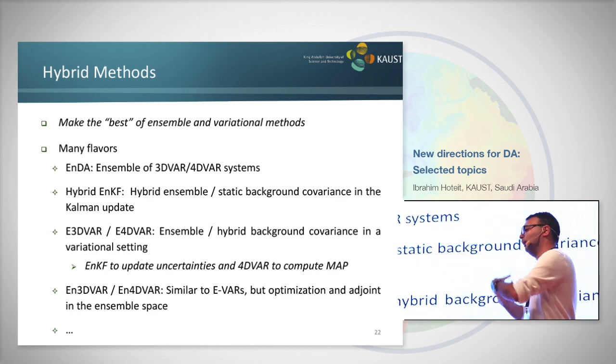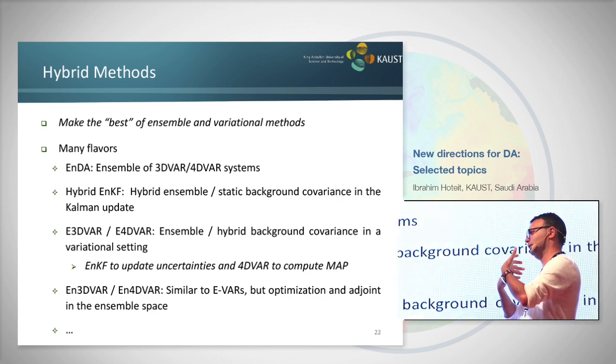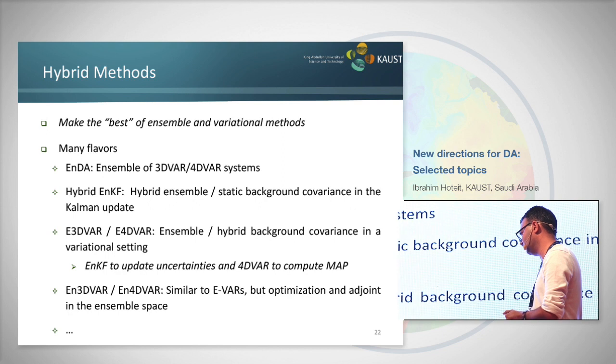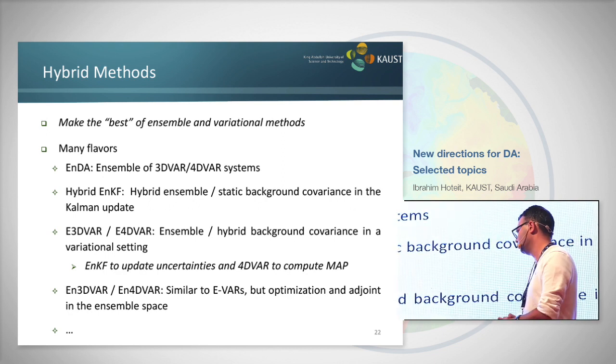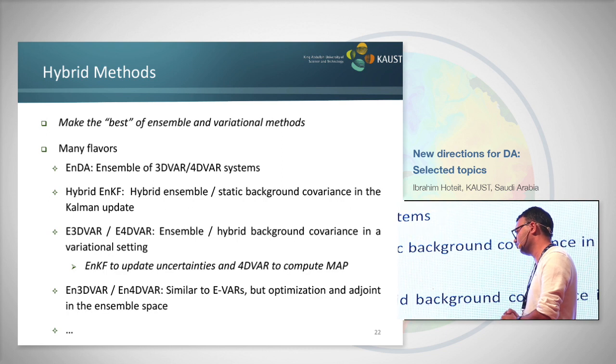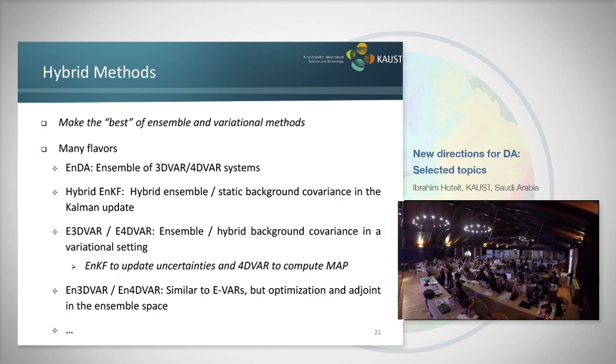So the EnKF will update the uncertainties. This is one of its advantages. And 4D-Var can do the smoothing with an updated covariance. And lastly, what they call EN-3D-Var, EN-4D-Var are basically this, but instead of using the adjoint in 4D-Var, they do a reduced adjoint in the ensemble space. Okay, so they avoid the adjoint.